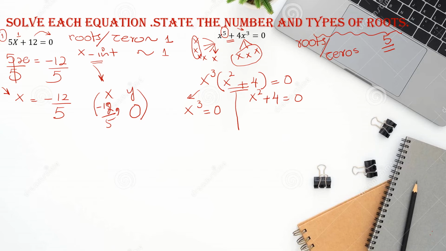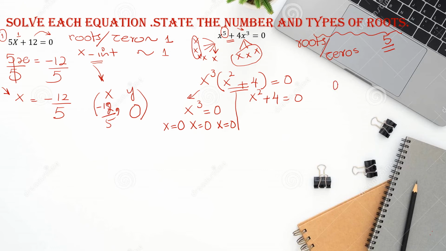So you have 3 roots over here. Just to understand, x cubed: x is 0, x is 0, x is 0. Now you get the 3 roots. Now 2 more roots. Let's see here, x squared plus 4 equals 0.